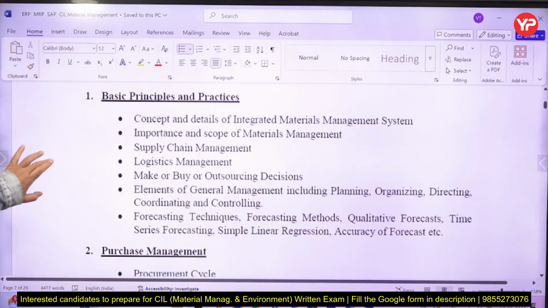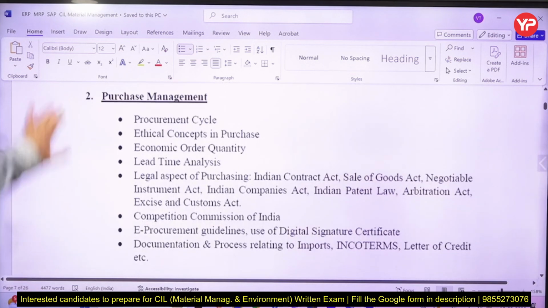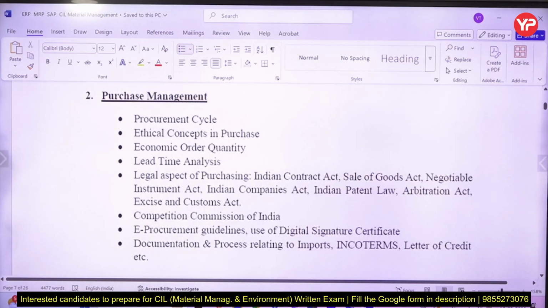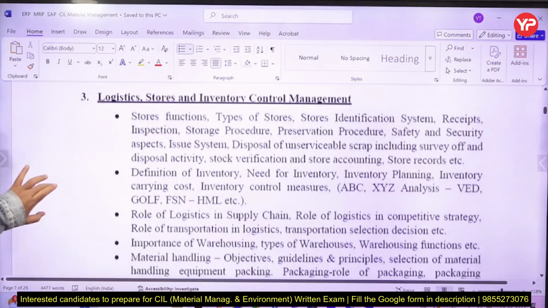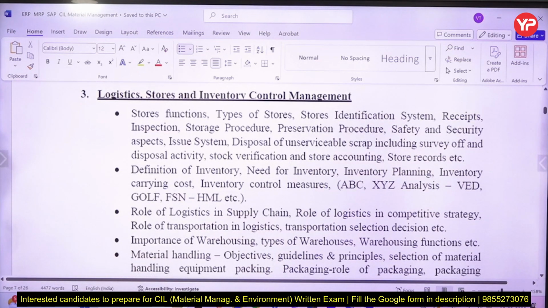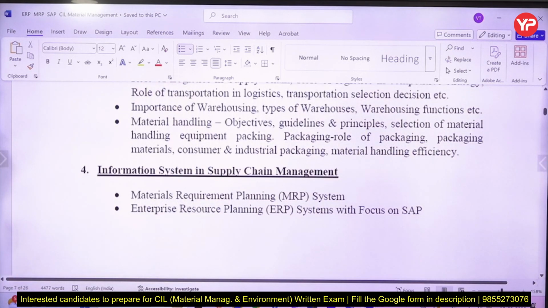So let me tell you friends, जो नया syllabus आया है, this is chapter 1 of that, basic principles and practices of material management. Procurement, purchase management, this is chapter 2, and this is chapter number 3, logistics, stores and inventory control management, and this one is chapter number 4, information system and supply chain management.